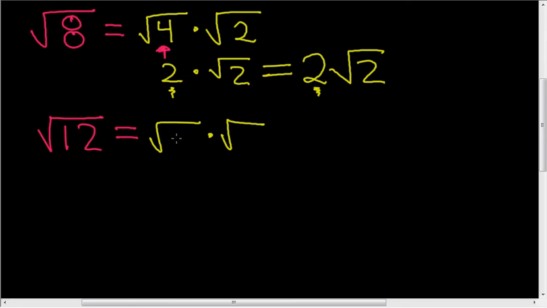So 12 can also be written as 4 and 3. Why did I pick 4 and 3? Because the square root of 4 exists, just like it did up here. The square root of 4 is 2. Do I know what the square root of 3 is? No. Can I break the 3 up into something? No. So this is it. The square root of 12 breaks up into 4 and 3. The square root of 4 is 2. So the square root of 12 is 2 times the square root of 3.